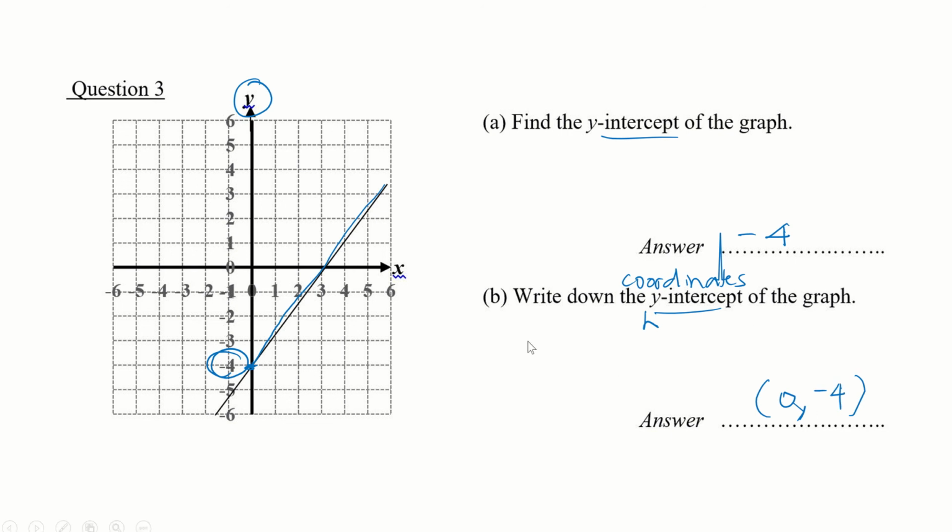Now, the rest of the questions in the worksheet, 3.3b, is for you to try on your own. Have fun, guys. Thank you so much for listening and paying attention.